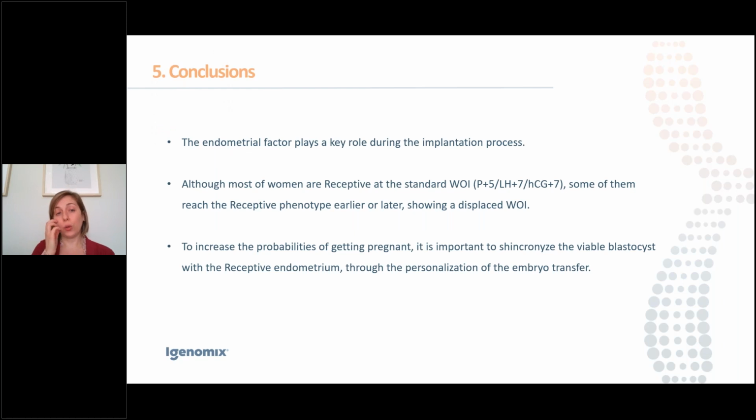Finally, I just want to share with you the conclusion of this presentation, and this is that the endometrial factor plays a key role during the implantation process. I mean, we have not just to focus on the embryo, but also on the endometrial factor. Although most women are receptive at the standard window of implantation, some of them can reach receptivity earlier or later, so we need to adjust the embryo transfer moment in these patients. To increase the probabilities of getting pregnant, it is important to synchronize the viable blastocyst ready to implant with the receptive endometrium, and this is done through the personalization of the embryo transfer.